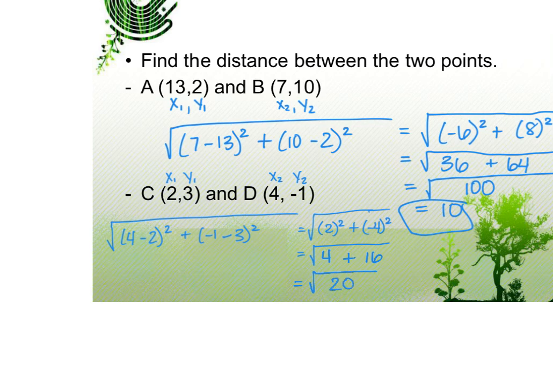And the square root of 20 is not a nice number. Let's see if we can figure that one out. It is 4.472, and that is our answer, okay?